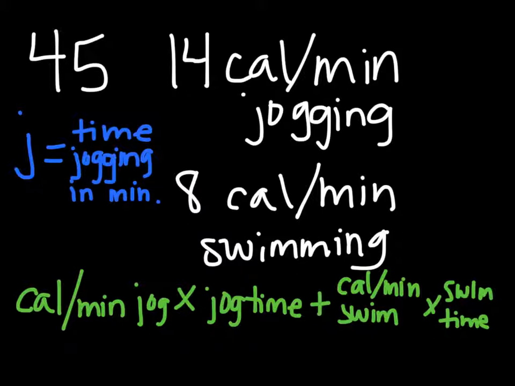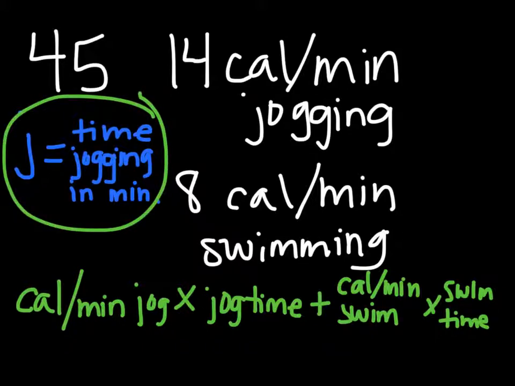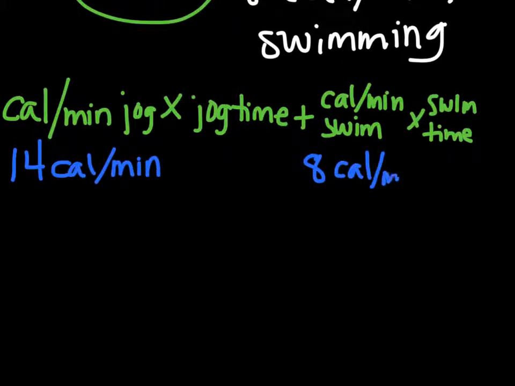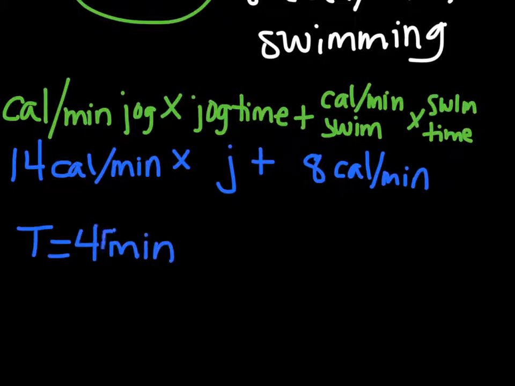So let's use this sample equation to help us write an expression in terms of J that tells us the total number of calories burned during the workout. All right, so what do we know? We know that jogging burns 14 calories per minute and that swimming burns 8 calories per minute. We also know that jog time is represented by J. We also know that the total time equals 45 minutes and that jogging time plus swimming time equals 45 minutes.